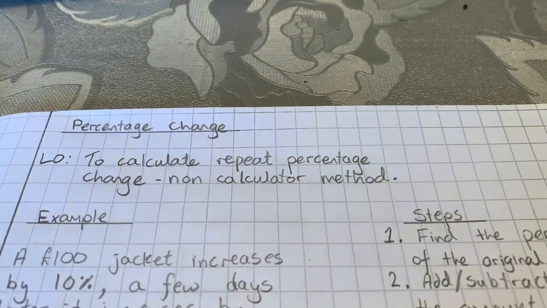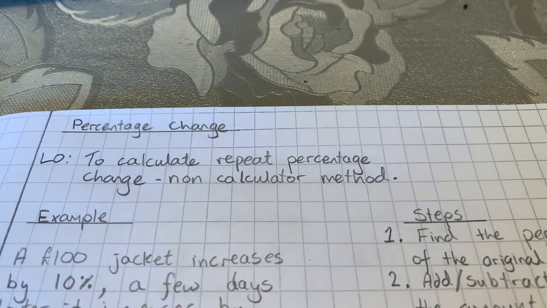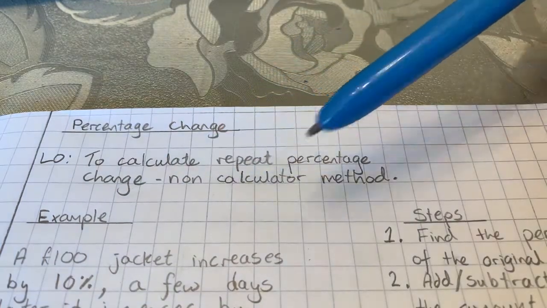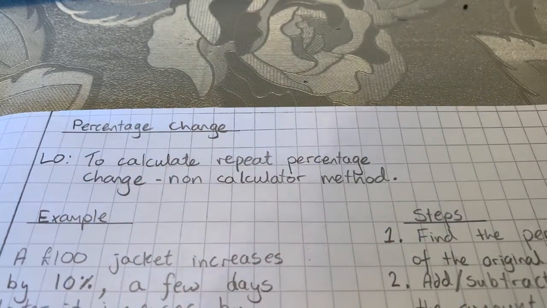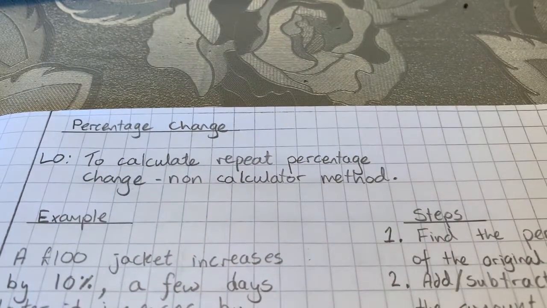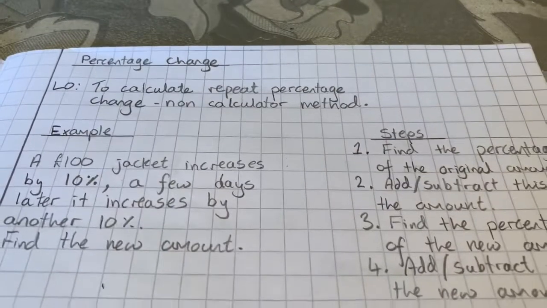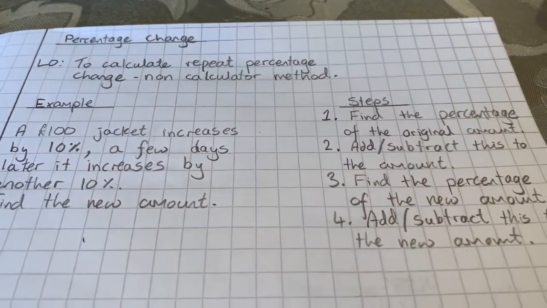So this is going over percentage change and how to calculate repeated percentage change. Now this is a non-calculator method, so hopefully everything can be done without a calculator. That's the intention. So I'm jumping straight into an example here with some steps.